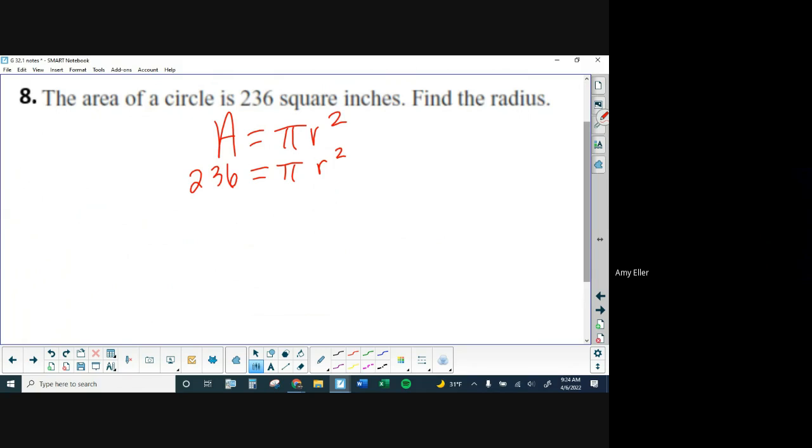Okay, let's think about algebra. We need to find this r. We have to get rid of the pi. It's being multiplied. We have to get rid of the 2. It's being squared. It does matter which we get rid of first. We want to get rid of the multiplying first. So since it's being multiplied, divide both sides by pi. Type it in, get a decimal.